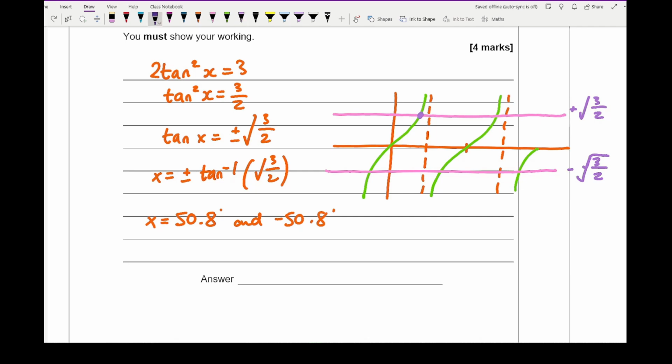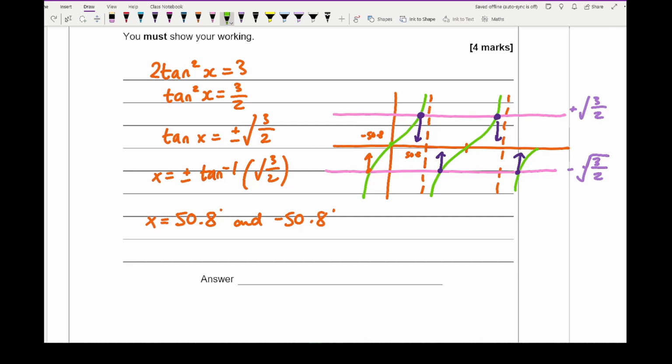Let's use a different colour so we can see it. This value here, this value here. And I'm also looking for this value here, and I'm looking for this value here. Now I know that this number here is 50.8, and this number here is minus 50.8. So what I need to do is find those other angles.